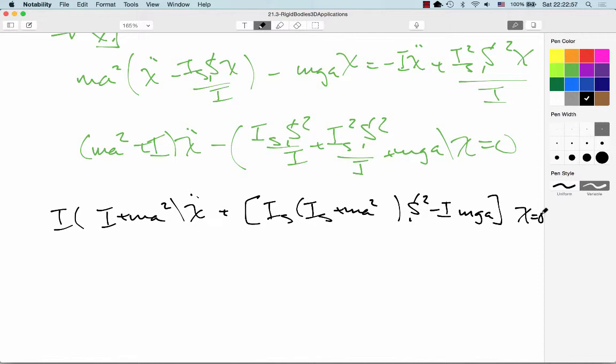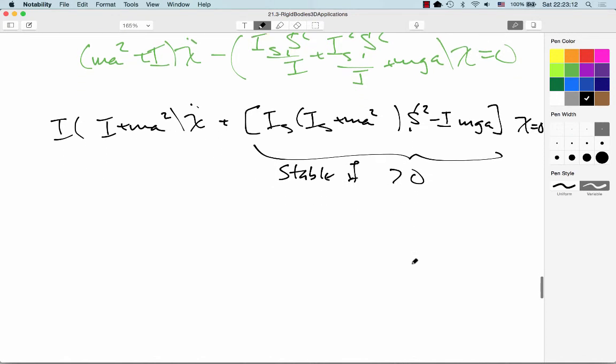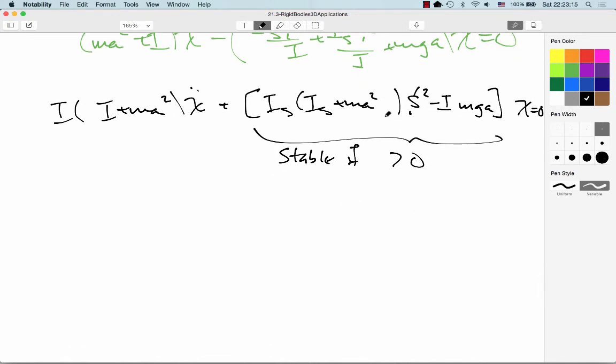Woot! We aren't concerned about the period, we're concerned about the stability. It'll be stable if this is positive. So, to have stability, what this tells us is that s squared has to be greater than I mga over I_s plus ma squared. Oops, it's ma squared.